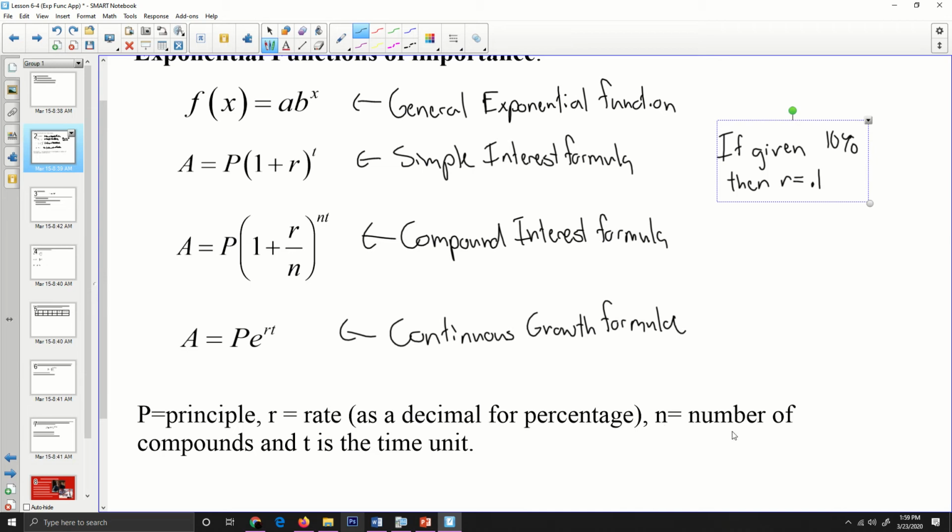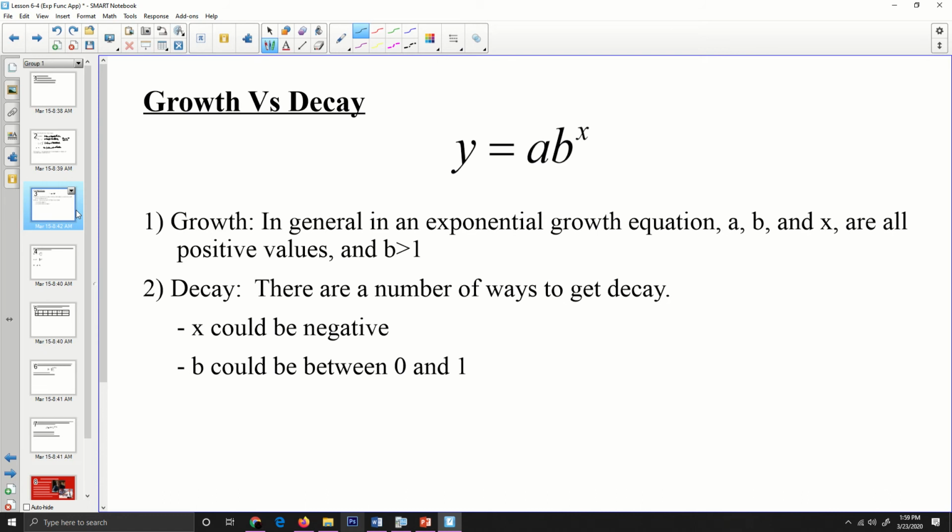N is the number of compounds. So if they say it's compounded monthly, your n will be 12. If it's compounded daily, your n will be 365. And t is the time unit. Usually that is in years, but that's not always the case. All right, so some growth versus decay.